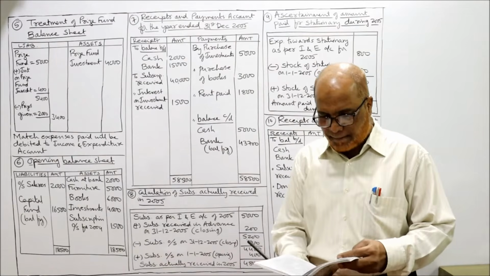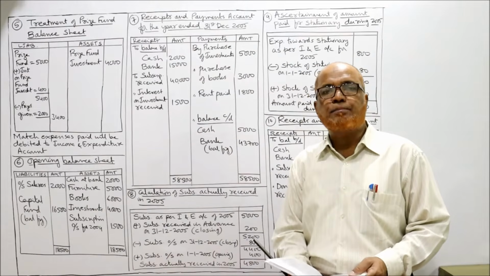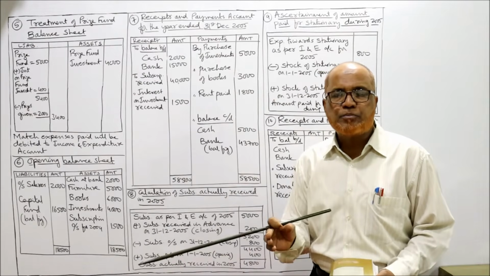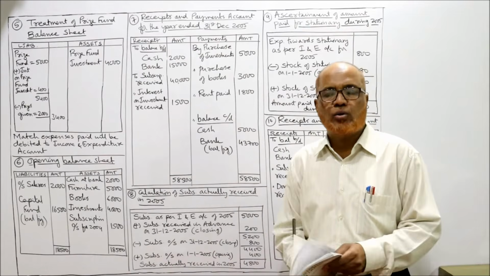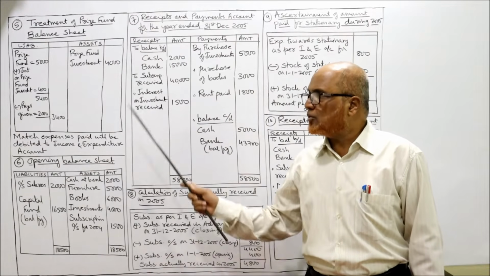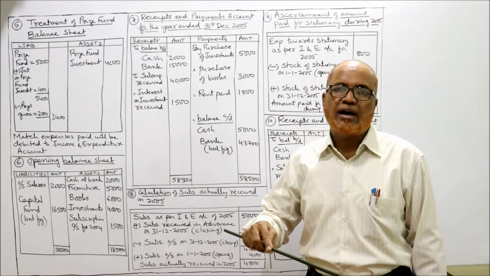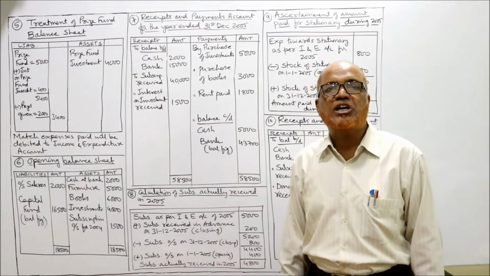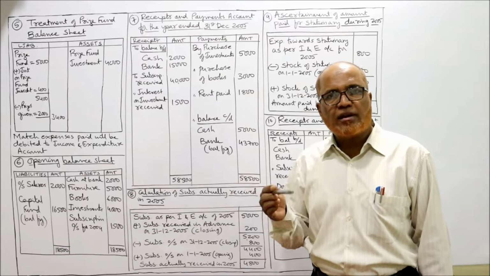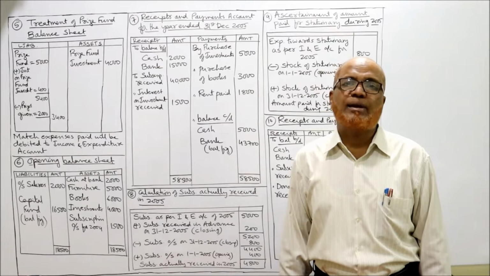Now problem number 8. See the 8th problem. On the basis of the following information, ascertain the subscription actually received in 2005. Subscription actually received in 2005. तो previous में जो first and second problem करे थे वहां पर actually received subscription दिया था, and we have calculated how much subscription to be credited to P&L account, to income and expenditure account.